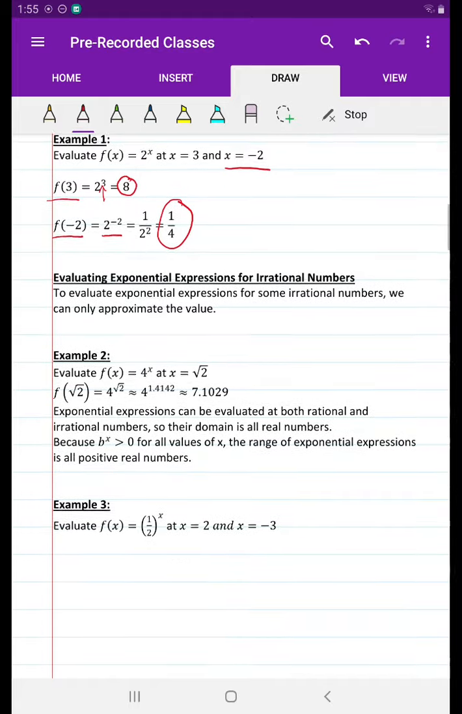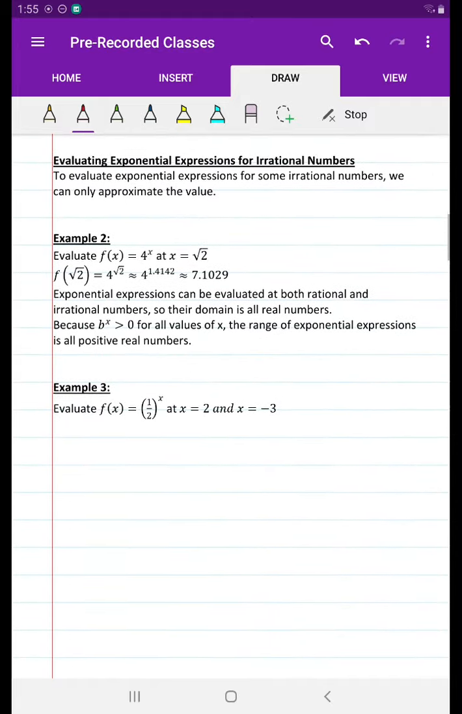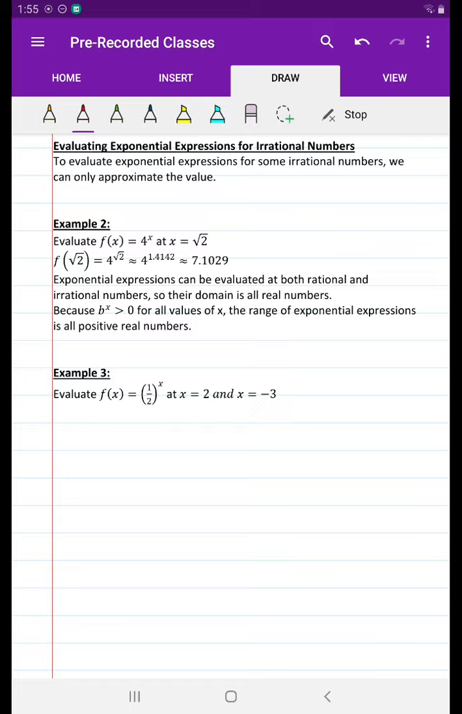The next piece, evaluating exponential expressions for irrational numbers, okay? So to evaluate an exponential expression for some irrational number, we can only really approximate the value. We always have to cut off our value at a certain number of decimal points. And so when I'm talking about irrational numbers, I'm talking about numbers that cannot be simplified to a fraction or terminating decimal or repeating decimal.